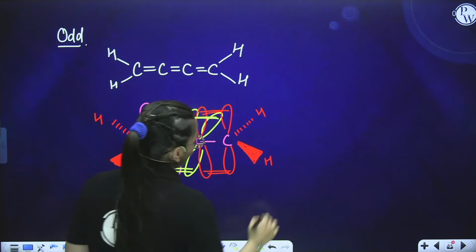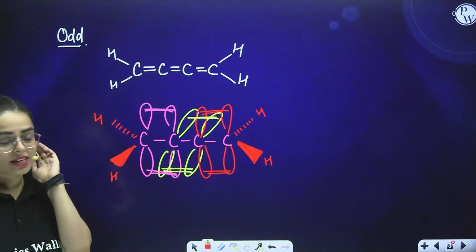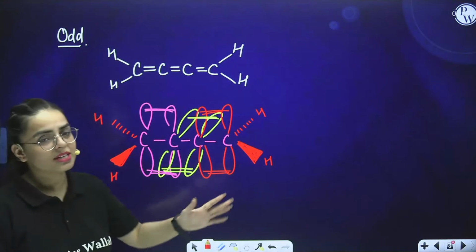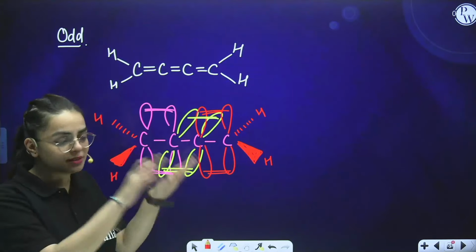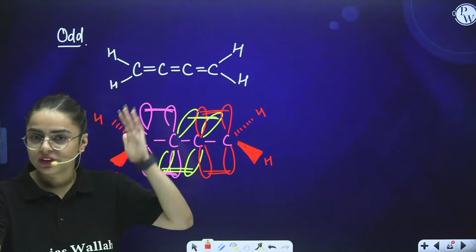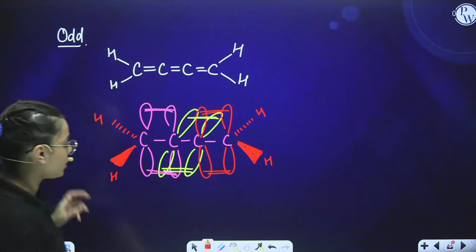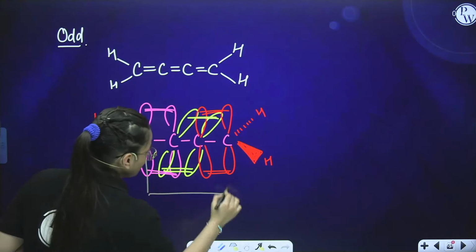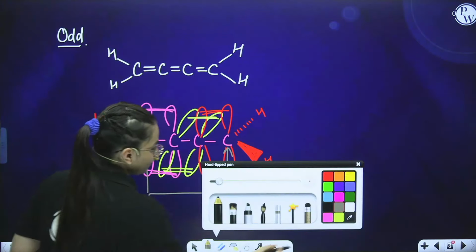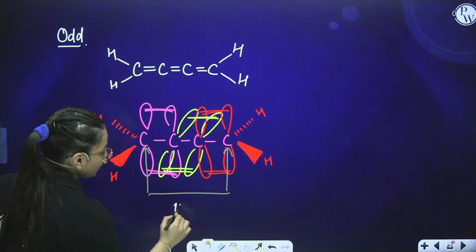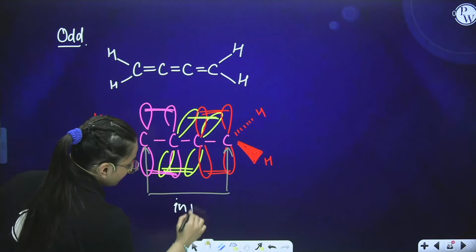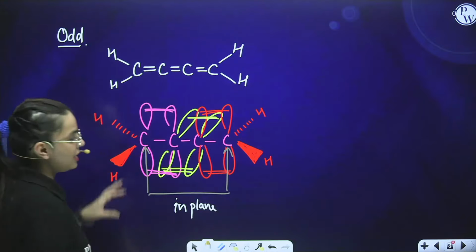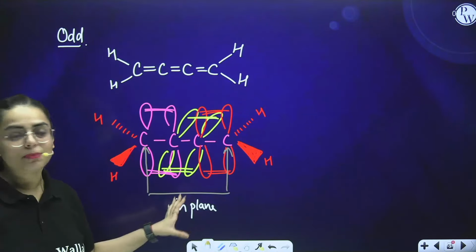Okay, students, now let us see what happens over here. In the previous case, what do we observe? The terminal carbons had different hydrogen. One had in the plane, another had towards the observer and behind the observer. But in this case, what happened? We saw that these two terminal carbon atoms are in plane. They were out of the plane, now they are in plane, they are equal. When they are in plane, what do we observe?